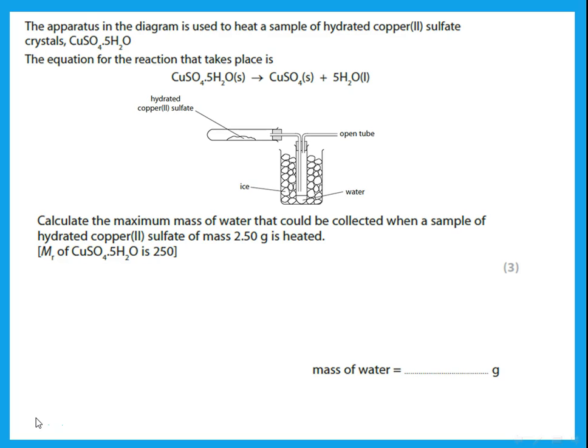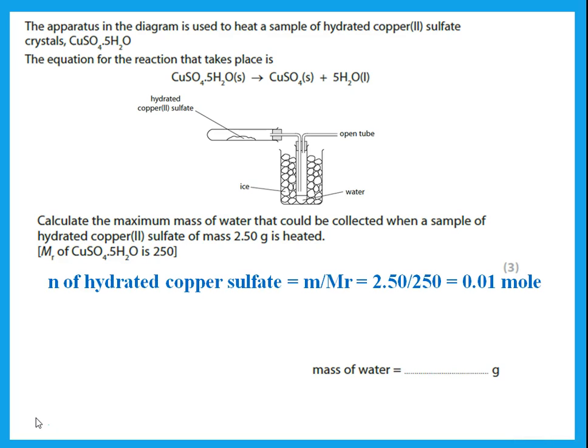I hope so. Okay, the apparatus in the diagram is used to heat a sample of hydrated copper sulfate. So he has copper sulfate, 5 water. Calculate the maximum mass of water that could be collected when a sample of hydrated copper sulfate of mass 2.5 grams is heated. So I'm starting with 2.5 grams of copper sulfate, 5 water. How much water should I get? So first of all, I need to get the number of moles of the hydrated copper sulfate. Number of moles is the mass over the molecular mass. He already gives me molecular mass, so I don't need to sit down and calculate it, and that comes out to be 0.01 mole.